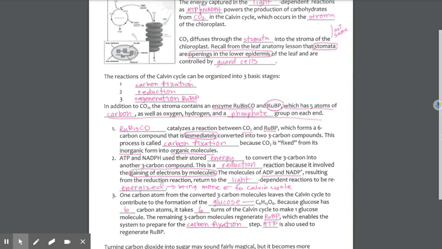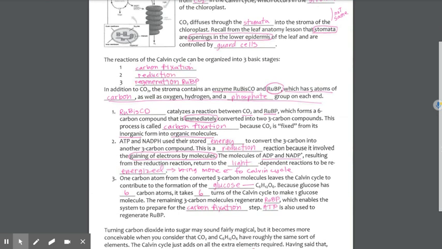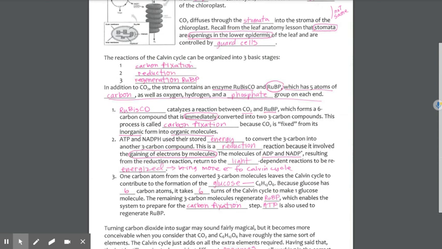So step 1, which is carbon fixation, rubisco will catalyze or speed up a reaction between carbon dioxide and this RuBP molecule, which will then form a 6-carbon compound that is immediately converted into 2 3-carbon compounds. This is called carbon fixation because the carbon dioxide is fixed from its inorganic form into organic molecules. So yes, carbon dioxide is technically an inorganic molecule, and it's going to be fixed into organic molecules, which we know are glucose.